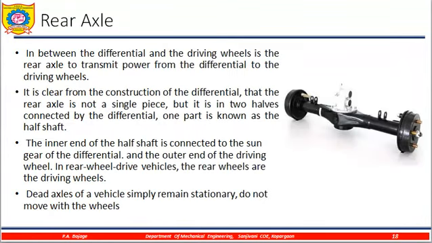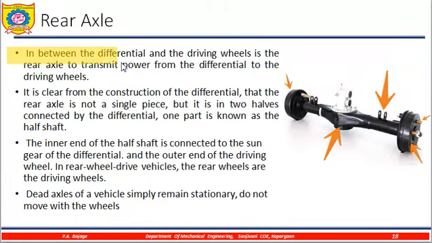Now what is a rear axle? In this diagram you can clearly see the rear axle. This is the differential, this is the hub of the rear axle. Now this is a type of a live rear axle. Live rear axle means the wheels will be rotating with the transmission, so the axle is a rotating axle. So let us see in detail.